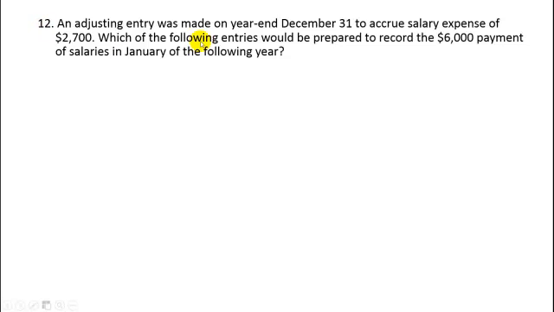An adjusting entry was made on year-end December 31st to accrue salary expense of $2,700, which the following entries would be prepared to record the $6,000 payment of salaries in January of the following year. I only have one entry here. I'm going to just show you how this works. First of all, let's put down what we know.